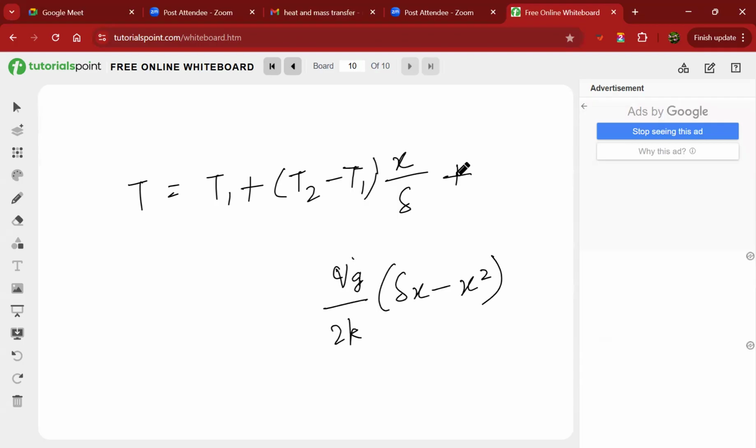So this delta is the thickness of the wall. This Qg is the rate of heat generation per unit volume, how much heat is getting generated. This K is the thermal conductivity of the wall. And this x is the distance from the side T1, the distance at which I want to know what my temperature is inside the wall.